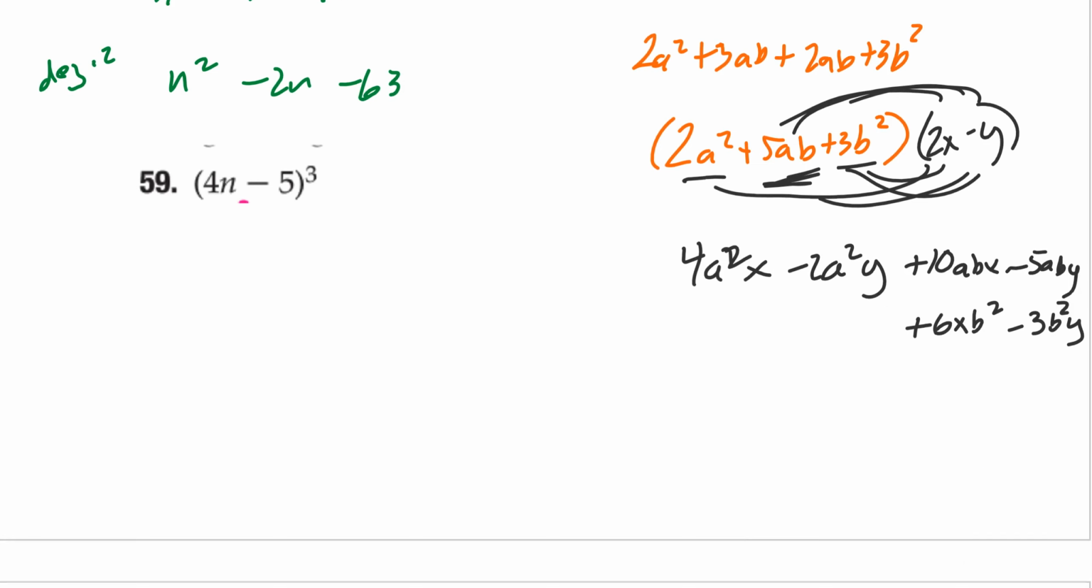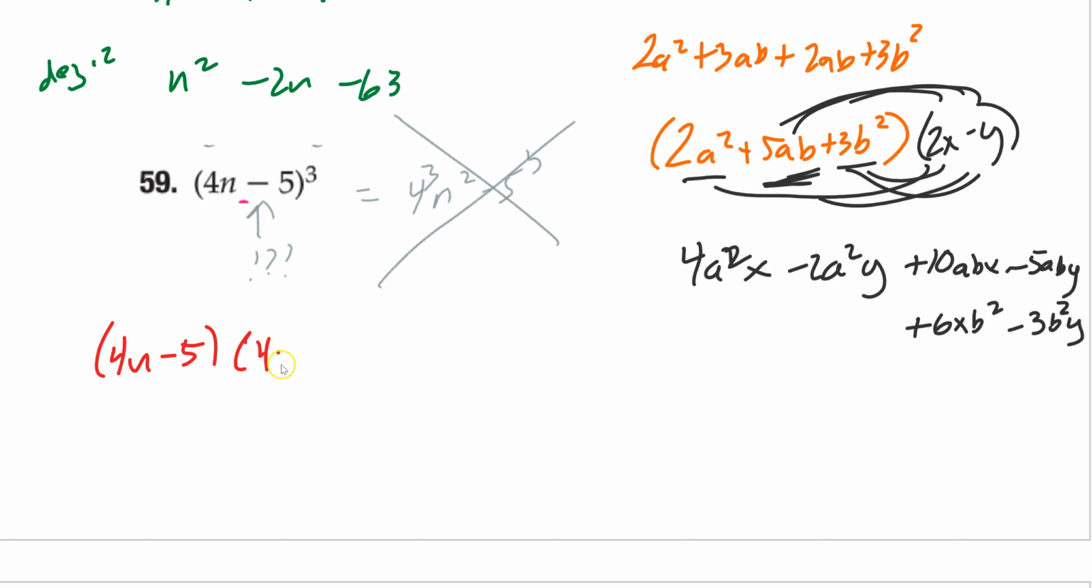The last one, remember I just want to point this out again for the 100th time. The answer here is not this. That is not the answer. There's a plus and minus in between. You can't just distribute. What you have to do is rewrite it. This is going to be 4n minus 5 times 4n minus 5 times 4n minus 5. Only way to do it if there's a plus and minus in between.